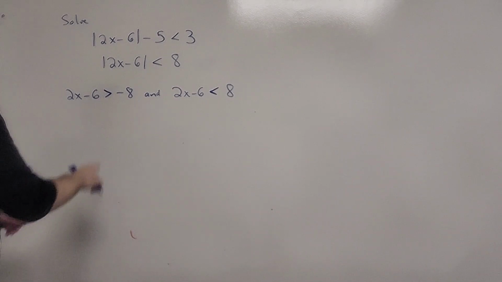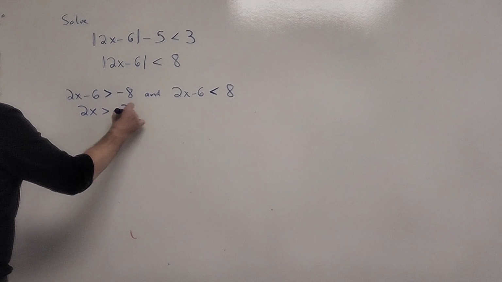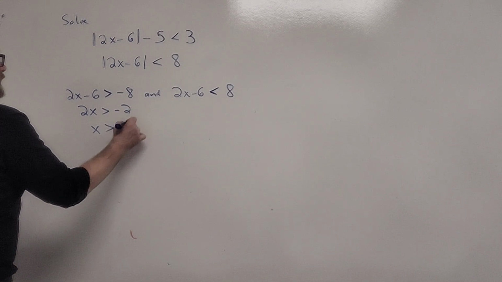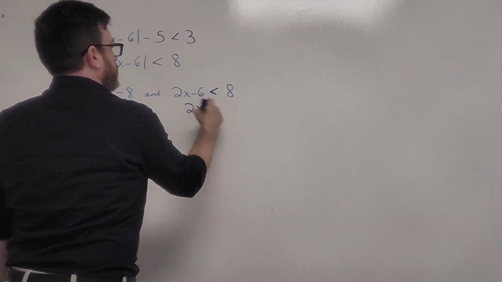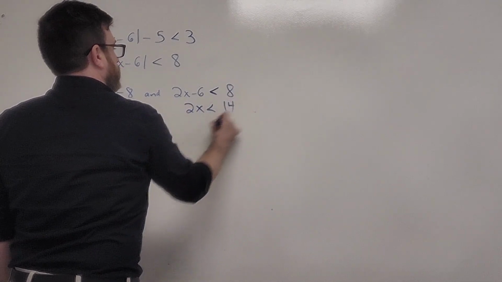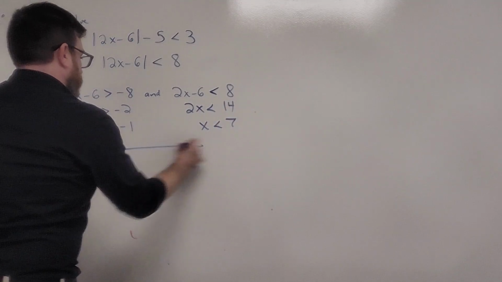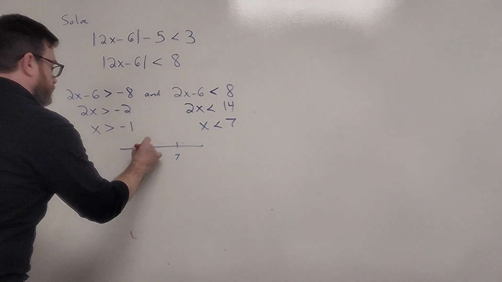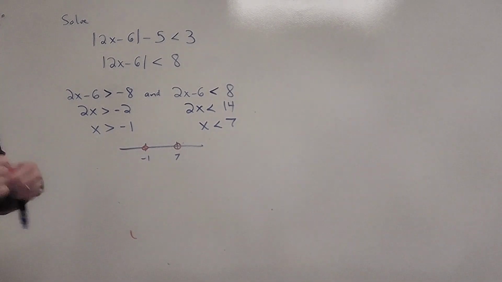So now when we solve these, I'm just going to have to add 6 to both sides, so 2x is greater than negative 2, so x is going to be greater than negative 1. And here, adding 6, 2x is less than 14, so x is going to be less than 7. So we know that we're going to be bounded between negative 1 and 7. Open circle, open circle.